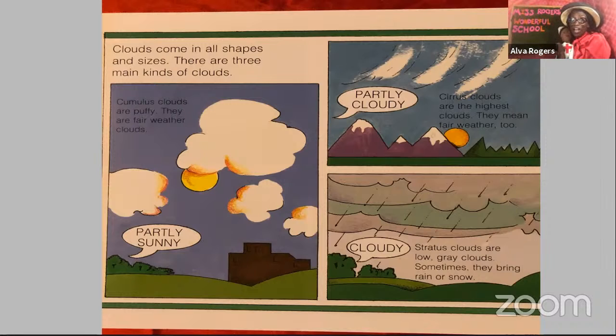Cumulus clouds are puffy. They are fair weather clouds, partly sunny, partly cloudy. Cirrus clouds are the highest clouds. They are fair weather too. Stratus clouds are low gray clouds. Sometimes they bring rain or snow.